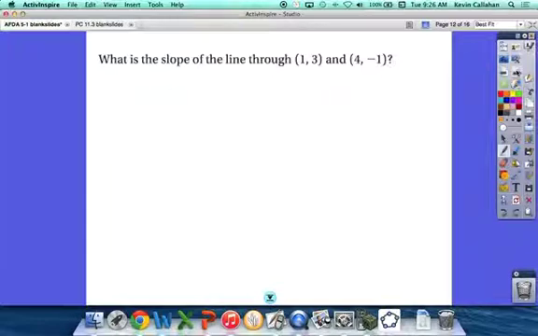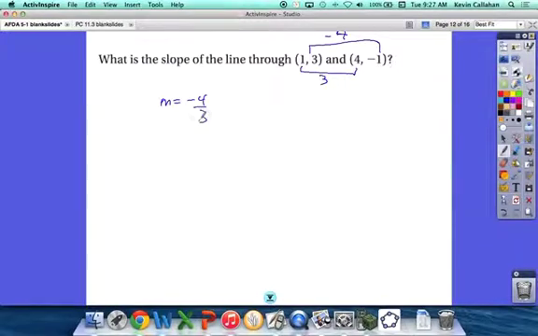Who's got an answer besides Pat? Dwayne. -3/4. What'd you say? -4/3. Right? It's got to be this one. -1 minus 3 is -4, right? And then 4 minus 1 is 3. So m equals -4/3. You get it?